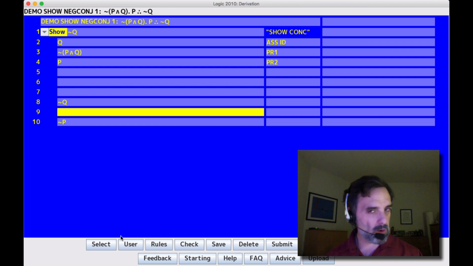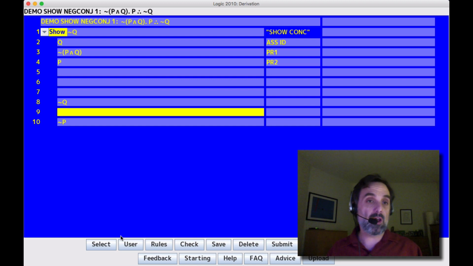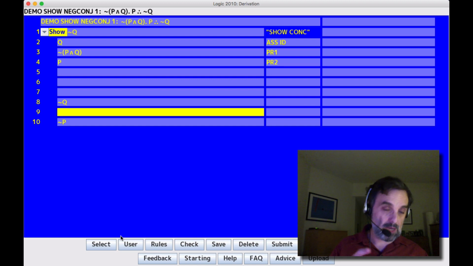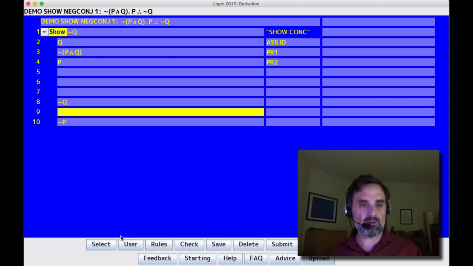It's not clear how we would get either not Q or not P. If we got not Q, we could say on line 8, we could say 2, 8 ID. If we got not P on line 10, we could say 4, 10 ID. But it's not clear where we would get not Q or not P from. 3 is a negation of the conjunction. 3 does not say that both P and Q are false. It says the conjunction P and Q is false, which means that at least one of P and Q is false. But it doesn't tell us that they're both false, right?